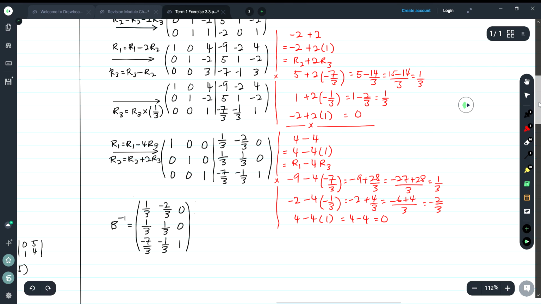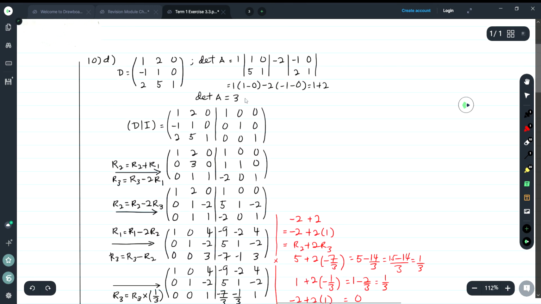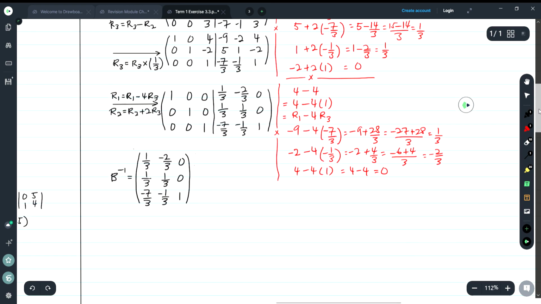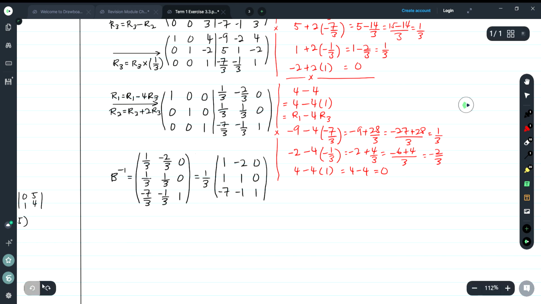Okay, so just copy the right hand side. We need to remember that initially we got the determinant equal to 3. So in other words, we can factorize by 1 over 3, because the inverse of a matrix is equal to 1 over the determinant. Our determinant is 3. Okay, so the 9 elements in the inverse of D are 1, minus 2, 0, 1, 1, 0, minus 7, minus 1, and finally 1.